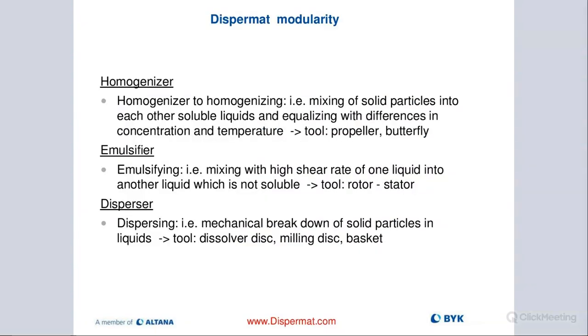So that modularity allows us to have a base dissolver. The Dispermat can function as a homogenizer, as a mixer, propeller with the butterfly tool, or we can use it as an emulsifier with the rotor stator attachment, or as a disperser to do the pre-dispersing and milling. Everything can be done on one machine.